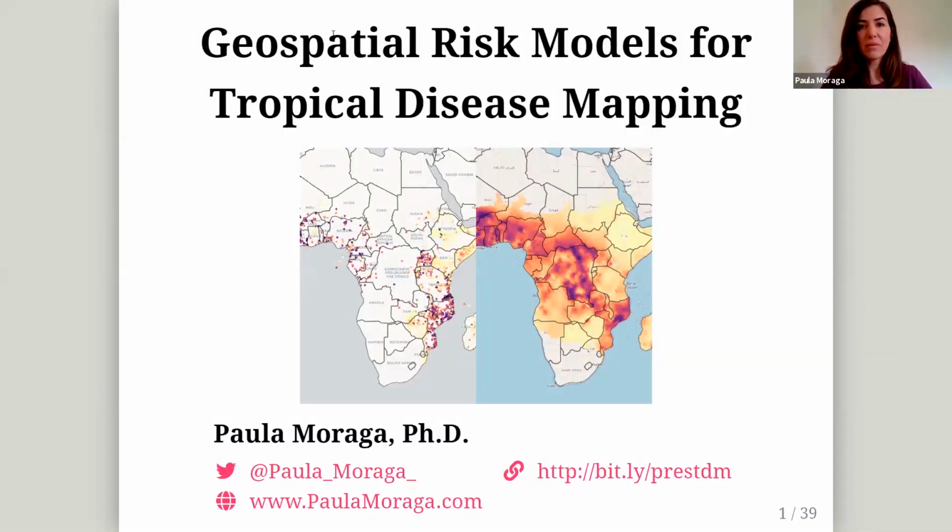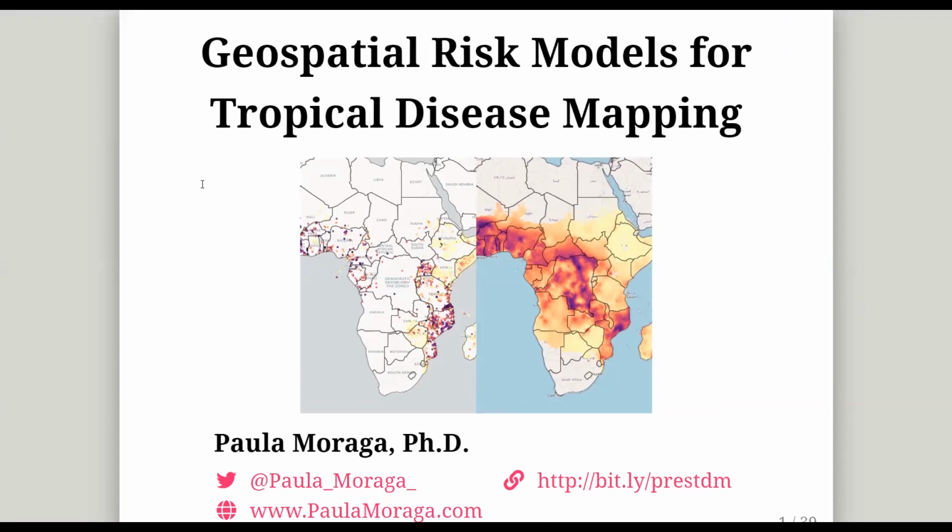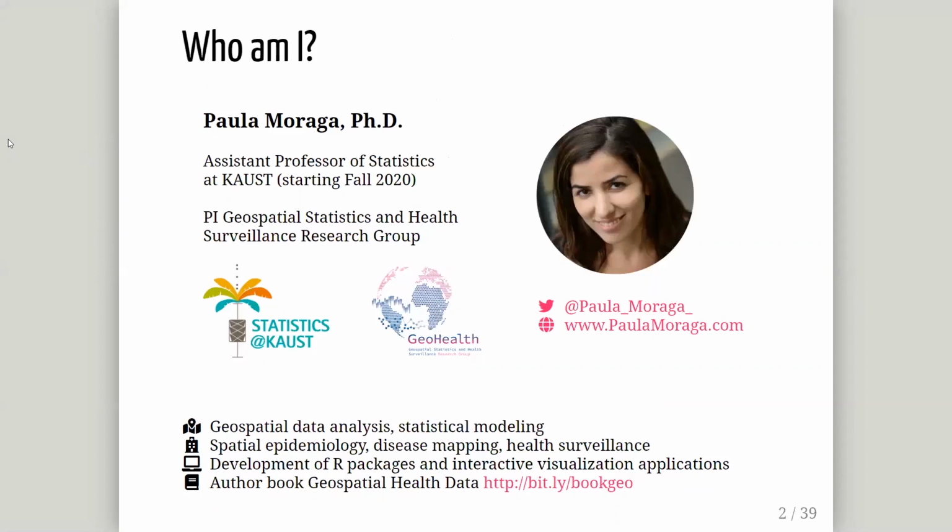Today, I'm going to talk about geospatial risk models for tropical disease mapping. First, a little bit about my research. In September, I will join KAUST as an assistant professor of statistics, and I will be the principal investigator of the Geospatial Statistics and Health Surveillance Research Group.